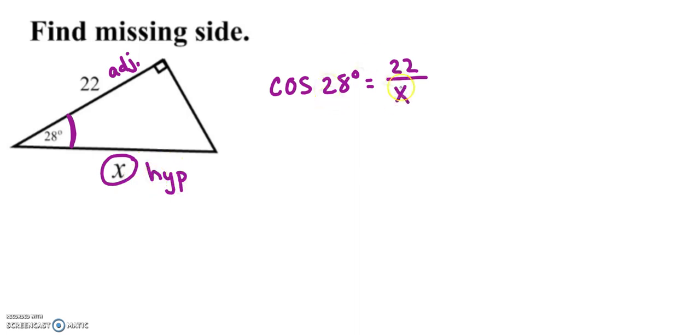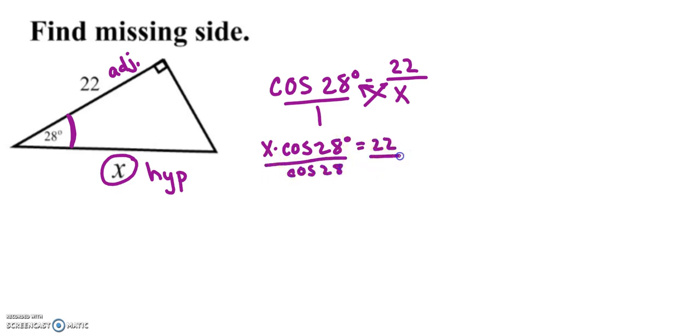A couple different ways people want to go ahead and solve these. You can just actually switch the places here because it's like a ratio over 1. But if you can't see that, what we're really going to do is cross multiply. So we'll have x times the cosine of 28 equals 22, and then we'll have to divide by the cosine of 28 degrees. Those will cancel. So x is equal to 22 divided by the cosine of 28 degrees. Now, like I said, you could have just switched the places of x and the cosine of 28.